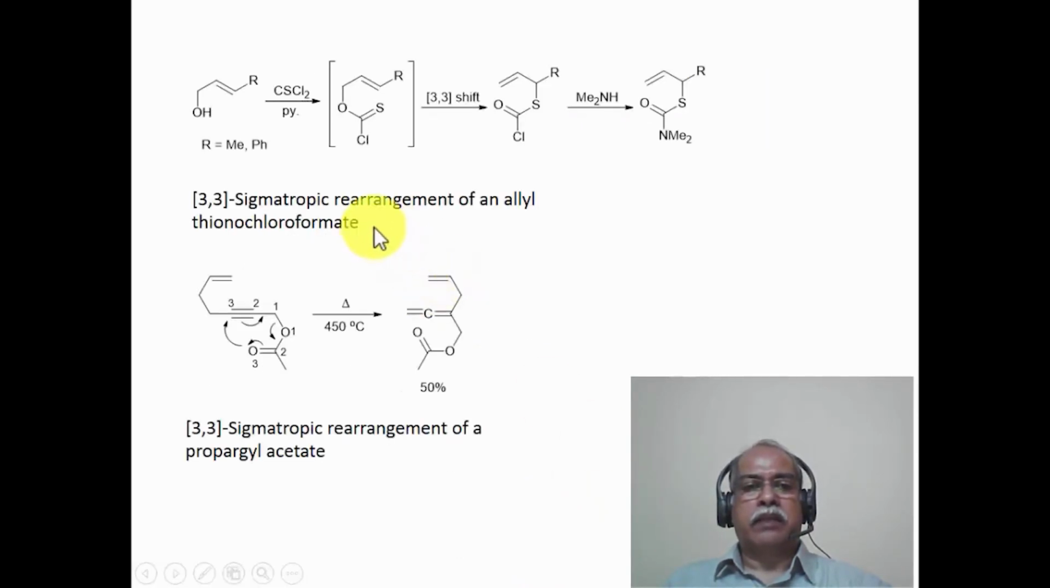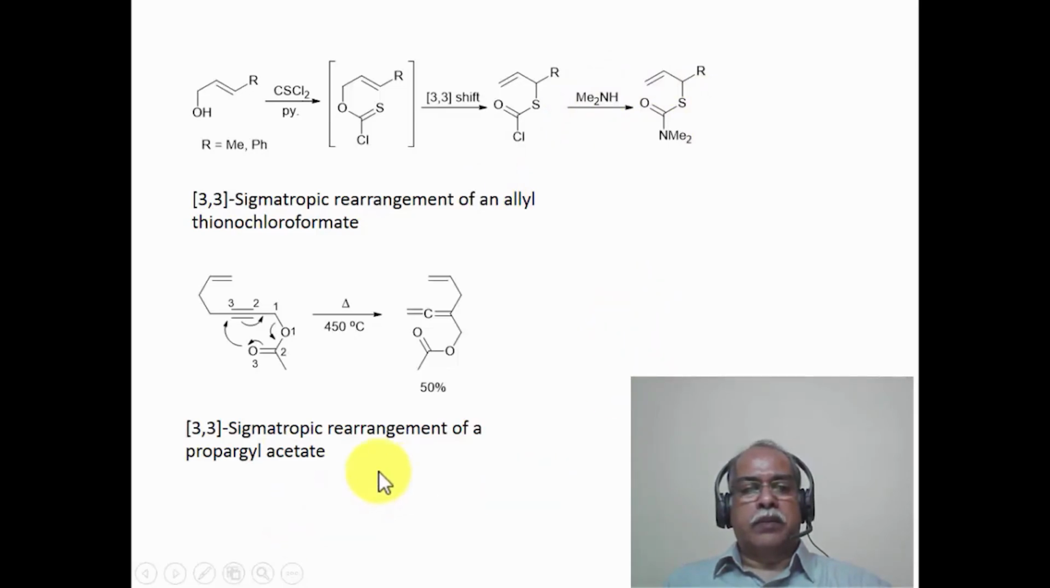These are other examples of 3,3 sigmatropic rearrangement of an allyl thionochloroformate. For example, if we take this allyl alcohol and treat it with, instead of a carbonyl chloride, the corresponding thiocarbonyl chloride, the corresponding thiochloroformate is what is generated. Thiochloroformate is a 3,3 sigmatropic system. It undergoes the 3,3 sigmatropic shift to give the corresponding product, which is this particular product. This is an acid chloride. The acid chloride is quenched with an amine to generate the corresponding thiocarbamate in this particular product.